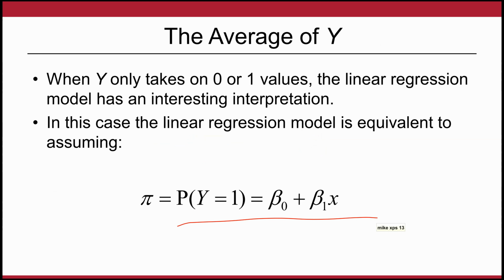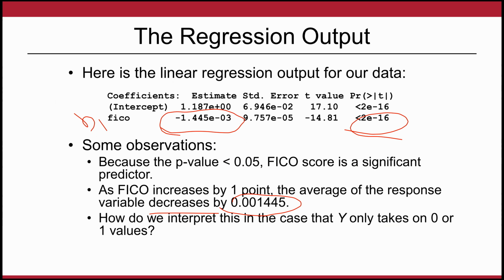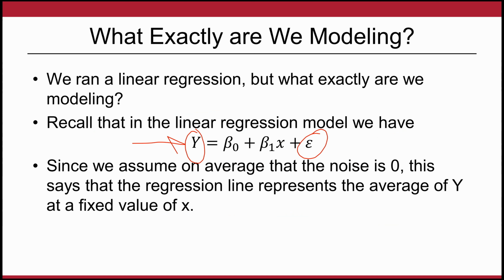All right, so we go back here. We're modeling the probability y equals 1 in this model. So this says that as FICO goes up by 1 point, the probability y equals 1. Y equals 1 is default. So this says as FICO goes up by 1 point, the probability of default goes down by 0.001445. Okay, that's sort of a nice interpretation. And we know the higher the FICO, the better. This says as FICO goes up, probability of default goes down. Everything's great, right?